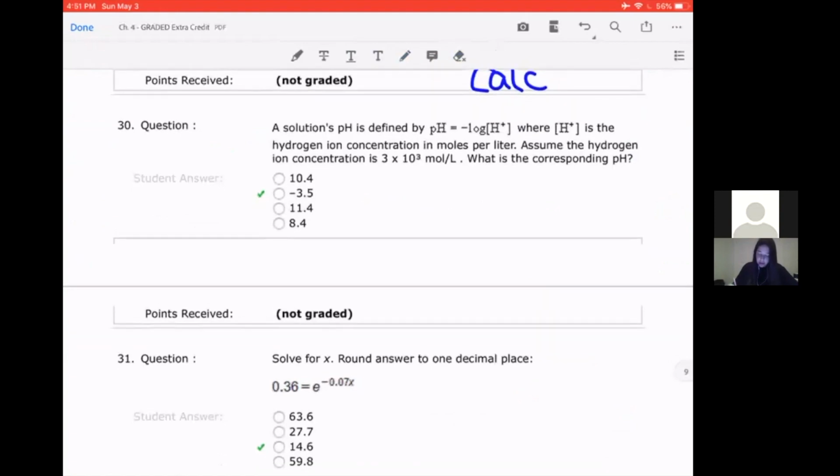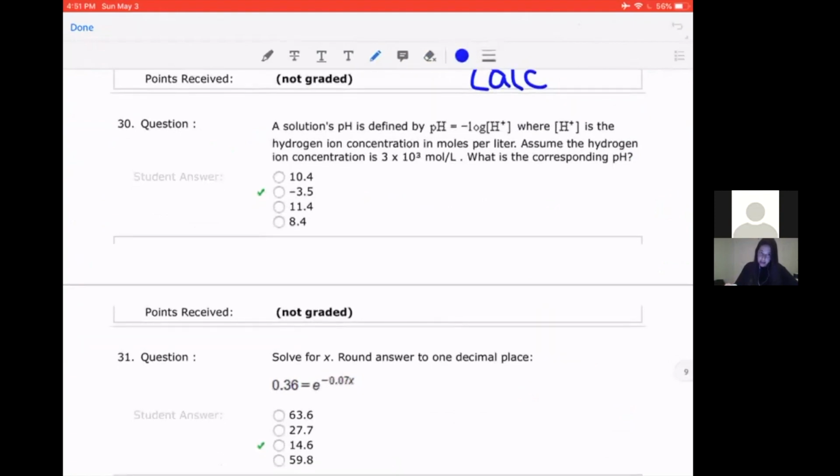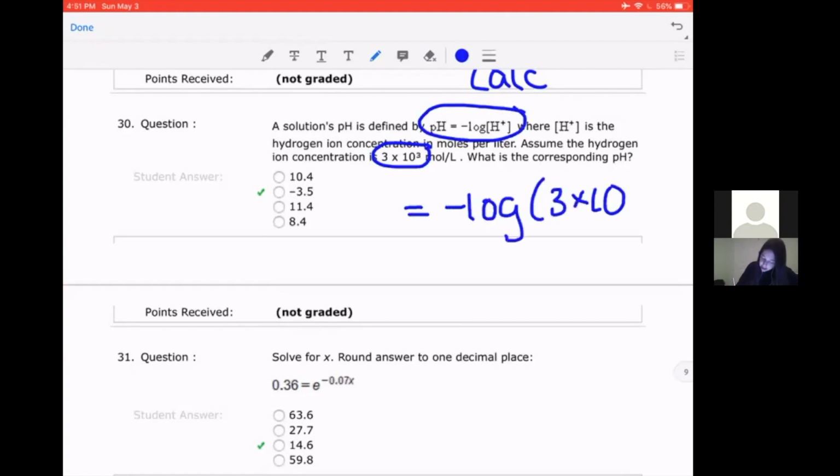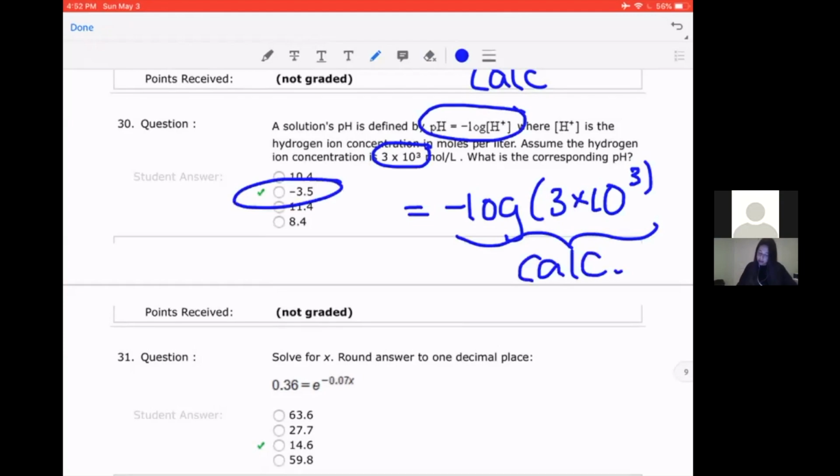For number 30, the solutions, the pH, so acidic or base. All right. Again, notice they're giving you the formula. All right. They tell you the hydrogen ion concentration is 3 times 10 to the third. So all you're going to do is pH equals negative log of 3 times 10 to the third. That's it. So just put this into the calculator, and that's how you get your negative 3.5.